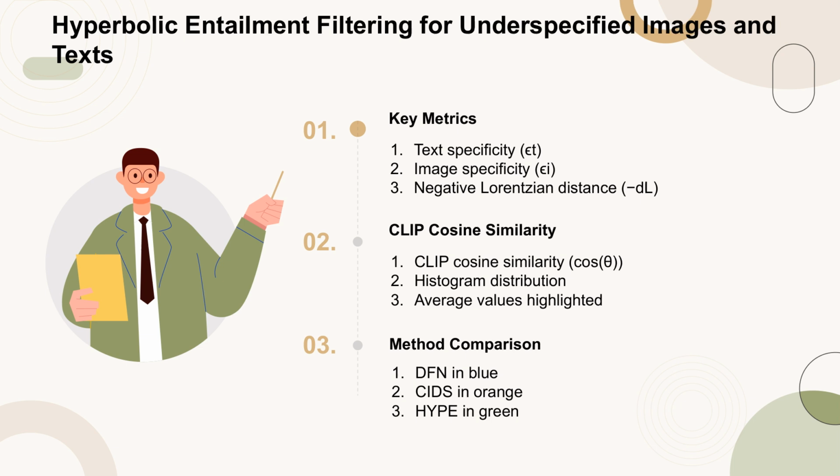In this study, we analyze four primary metrics: text specificity, T, image specificity, I, negative Lorentzian distance, -dL, and CLIP cosine similarity, cos θ. We present histograms for each metric to illustrate their distribution across different subsets of the DataComp medium data pool. These subsets are color-coded for clarity. DFN is shown in blue, CiDS in orange, our method, HYPE, in green, and the no filter condition in red. We also highlight the average values for each metric with vertical dotted lines in their respective histograms.